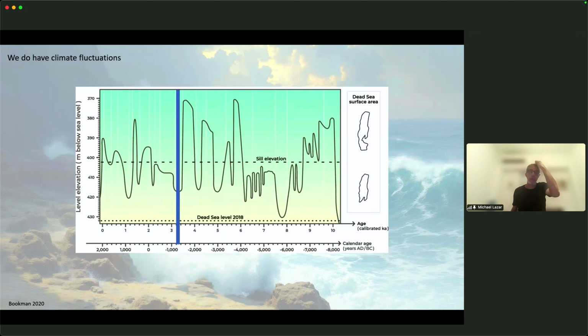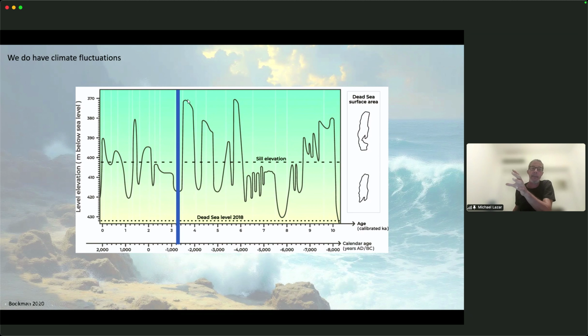So the question is, do we have climatic fluctuations during the period that we're talking about? And going back to the Dead Sea and looking at the lake level curve. So this is the lake level curve from 10,000 years ago all the way to present. And we see that right about the time that we're talking about, there is a drastic drop in lake level of over 50 meters over a very, very short period of time. So we do have climatic fluctuations.